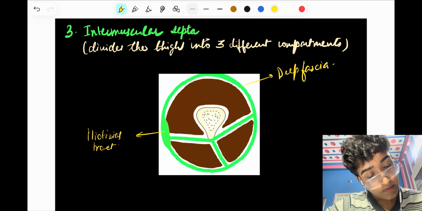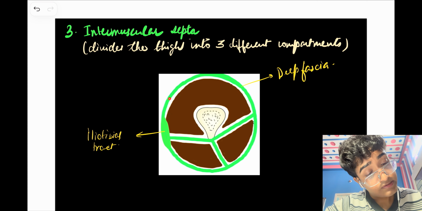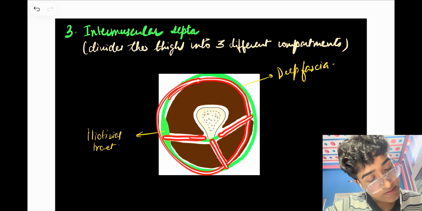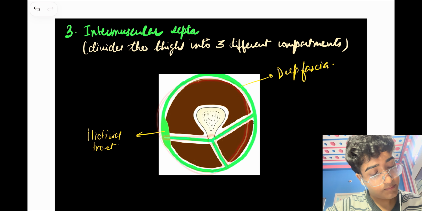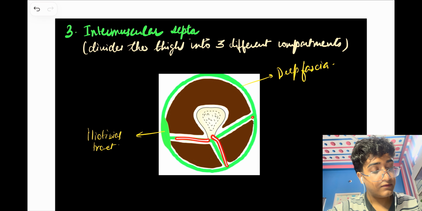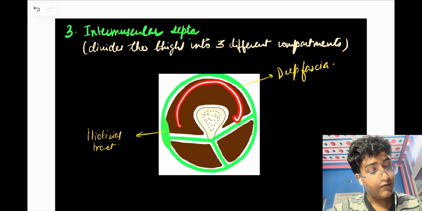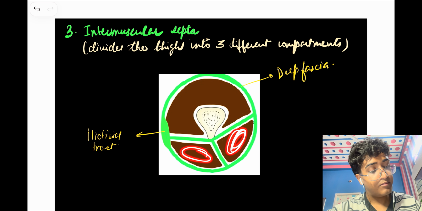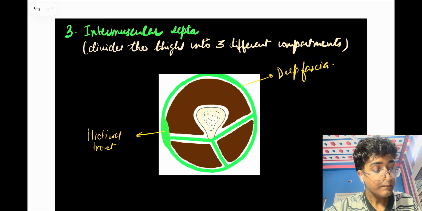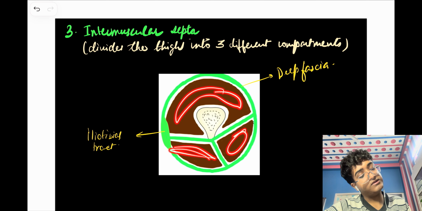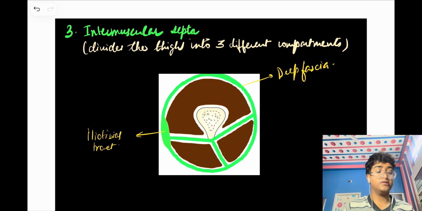So this deep fascia invaginates into the muscular structure, and it gets fused to the linea aspera of the femur. Here is the linea aspera of the femur, forming various compartments. See, this is the anterior compartment, this is the posterior medial compartment, and this is the posterior lateral compartment. Or we can also say this is the anterior compartment, this is the medial compartment, and this is the posterior compartment.